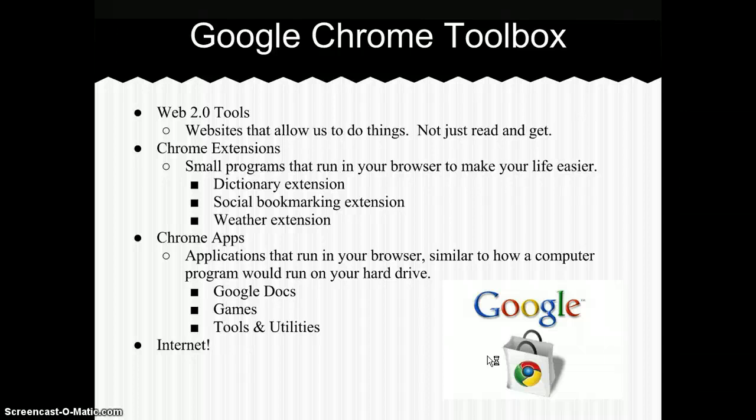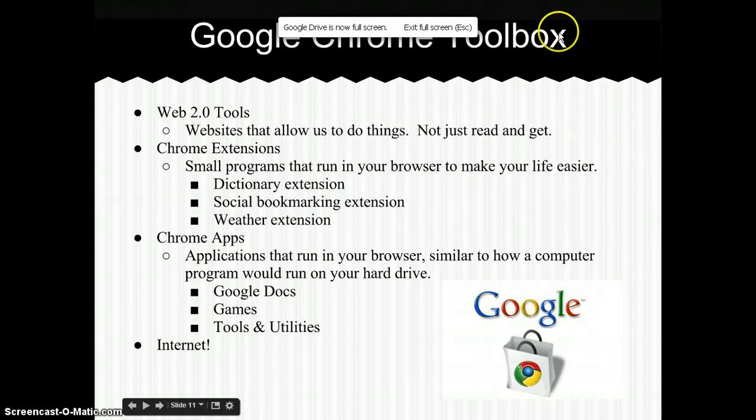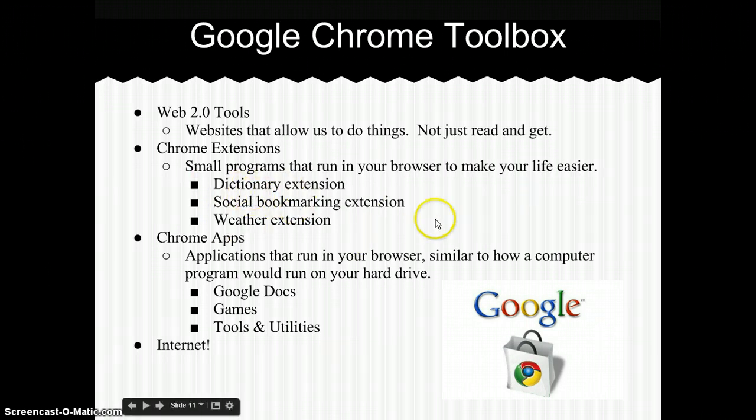I know that's not the best way to explain it, but it's just not a read and get. It's a Web 2.0 tool. If you search just list of Web 2.0 tools, you're going to get a bunch of them. Most of those can be done on a Chromebook. You also have Chrome extensions, so small little programs that run in your browser, makes your life easier. You'll see it as I pull up my Google Chrome. Dictionary extension, there's social bookmarking extensions, weather extensions. You'll see tons of them as you search through the store. Chrome apps, applications that run in your browser, similar to how a computer program would run.